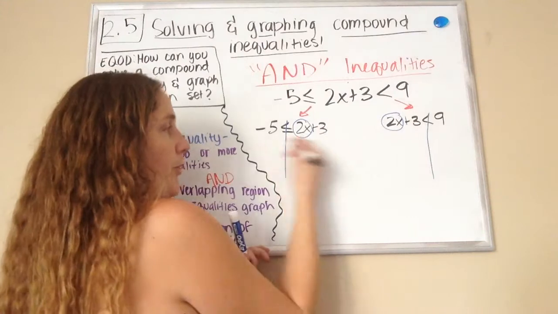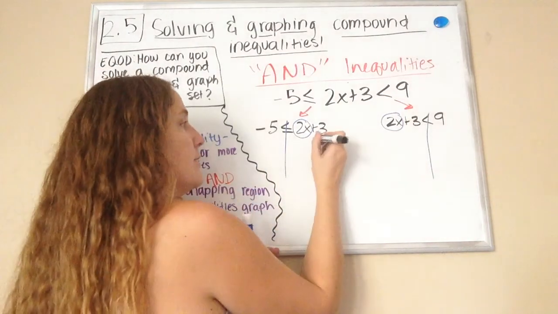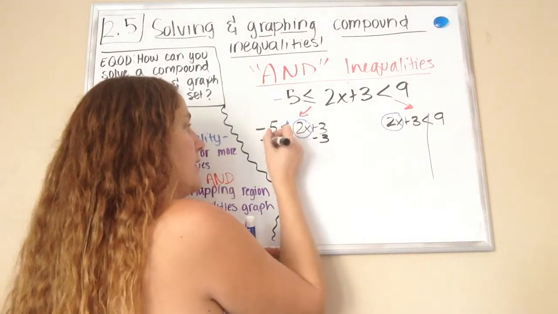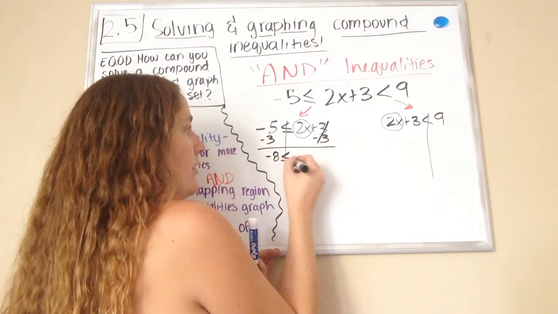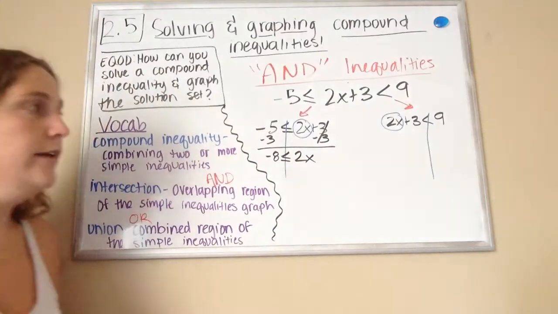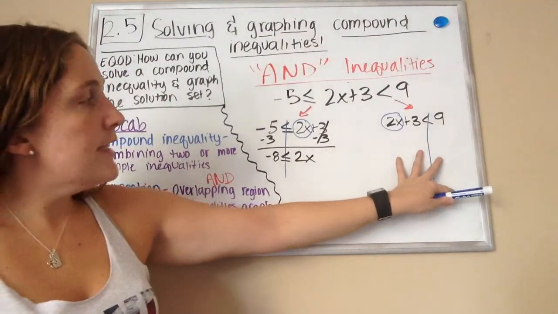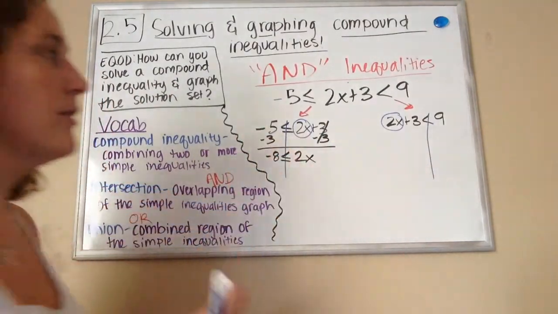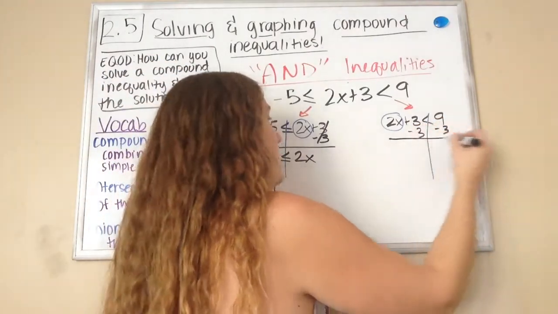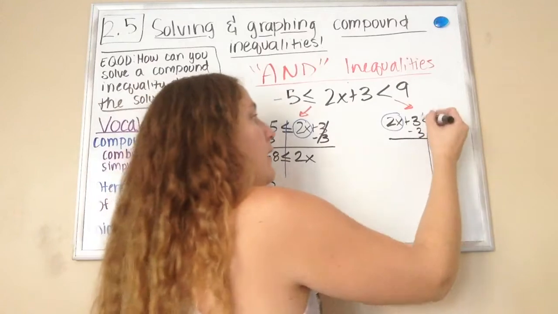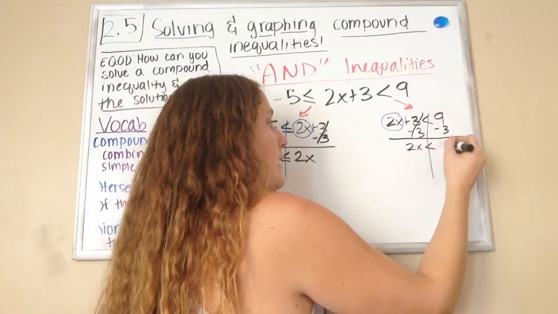So on this, if we're working out this problem, the first thing we want to do is subtract 3 on both sides. We get negative 8 is less than or equal to 2x. Okay? Now I'm just going to look over here for a second to notice the exact same thing. We're going to subtract 3 on both sides, which is exactly the same thing as we just did. So 2x is less than 6.